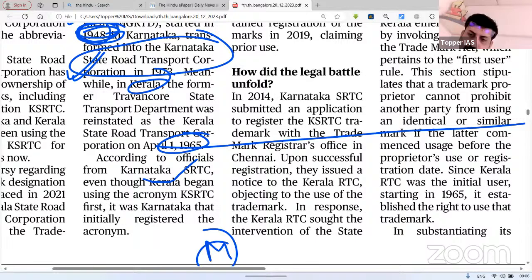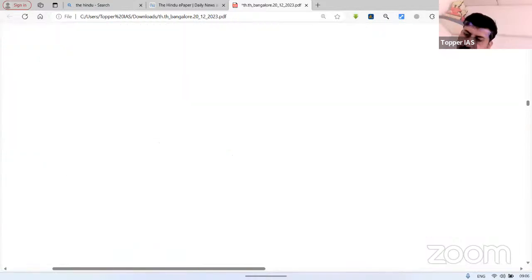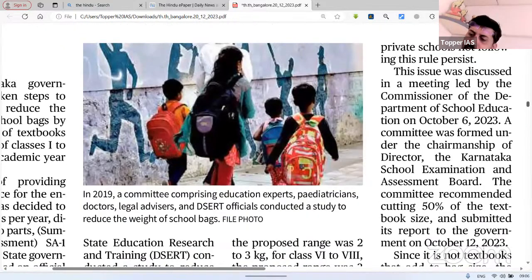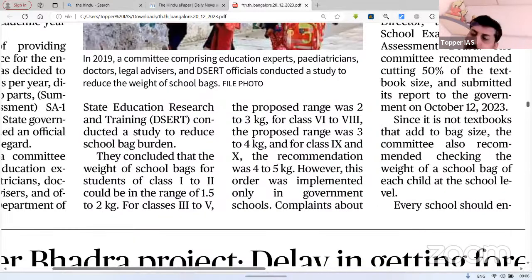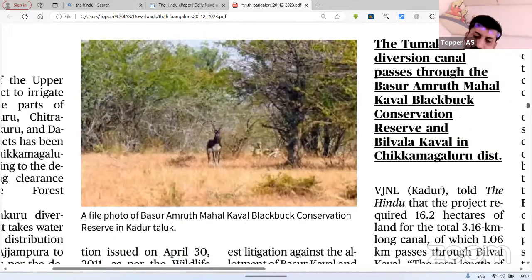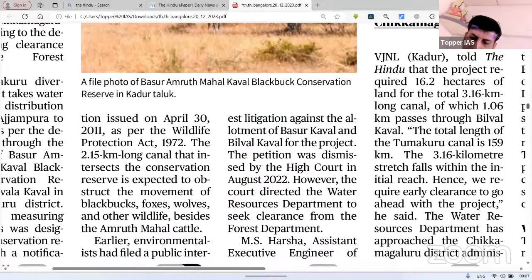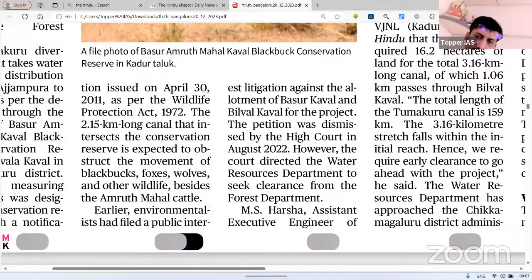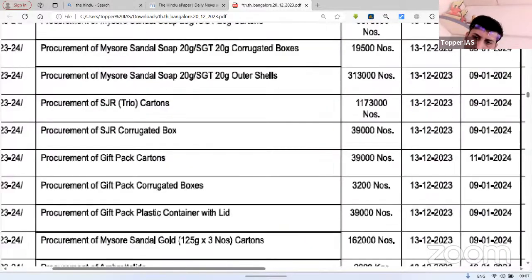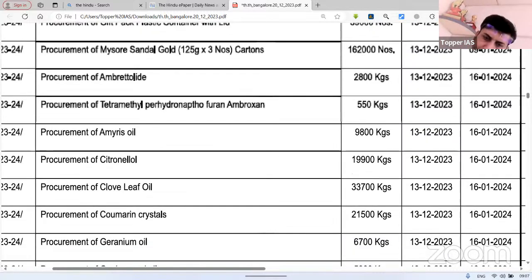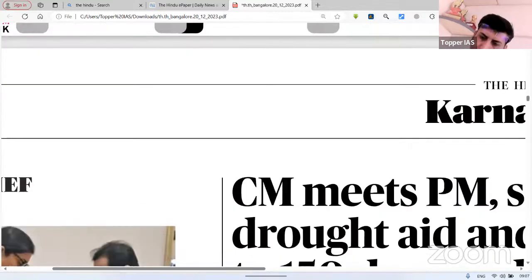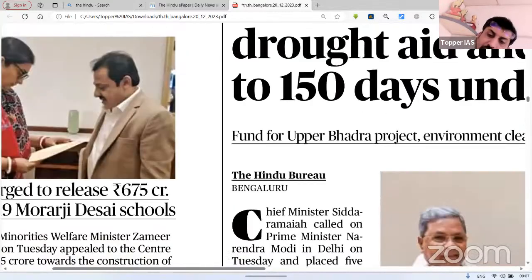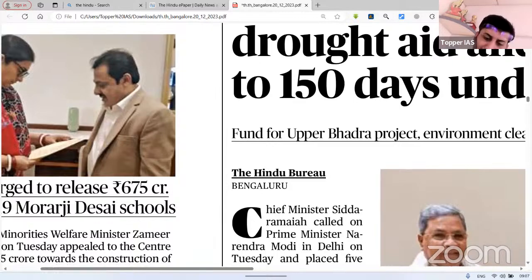Karnataka only registered it first. See, usage wise, Kerala was using it, but here registration matters. They must change the acronym. They cannot claim it.